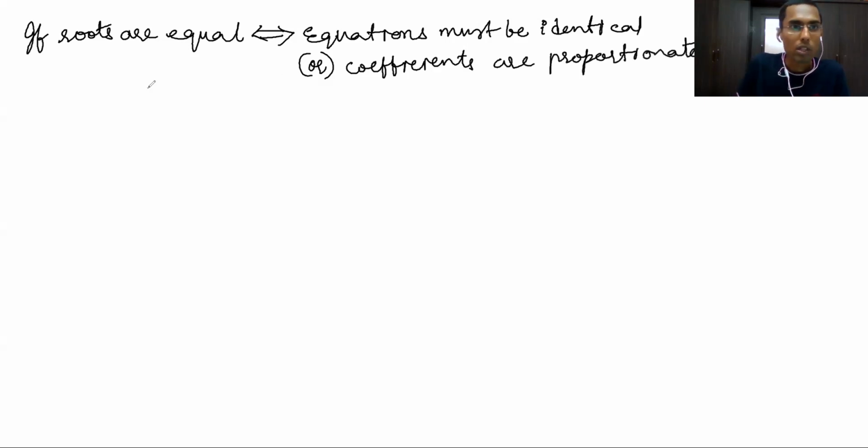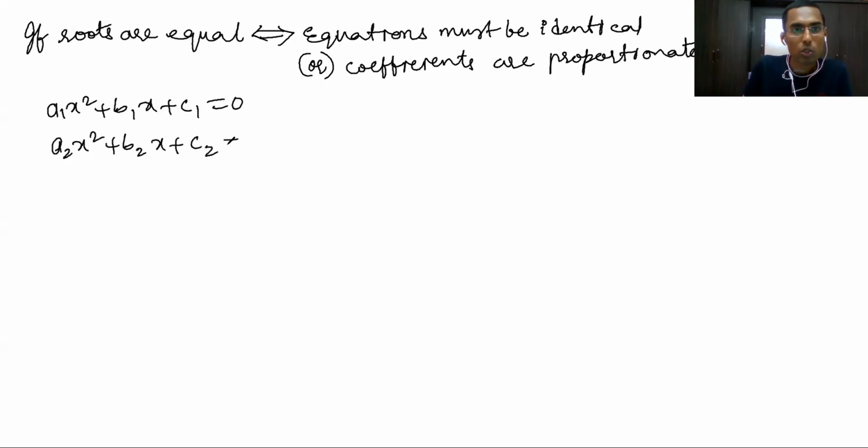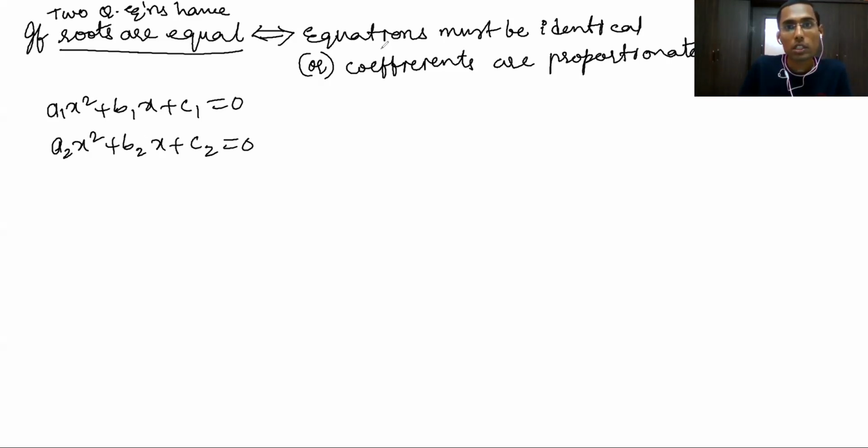I'm going to show what it means. Roots are equal means two equations. When two equations are given, a1x square plus b1x plus c1 equal to 0 is one equation, and a2x square plus b2x plus c2 equals 0 is the other. That means two quadratic equations. If these two quadratic equations have their roots equal, then the equations are identical or the coefficients are proportionate.